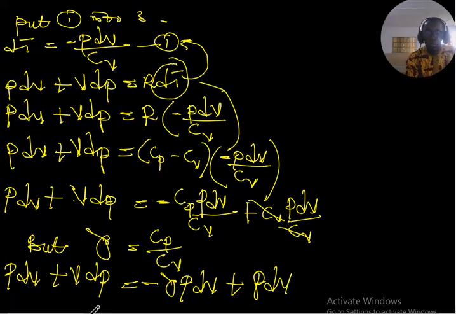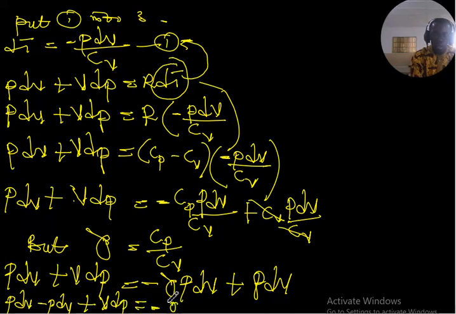If we collect the like terms, this P dV here, let's put it here, collecting the like terms, minus another P dV plus V dP will now be equal to minus gamma P dV. Now this and this cancel out, we are left with V dP minus gamma P dV. So here we are left with V dP equals minus gamma P dV.